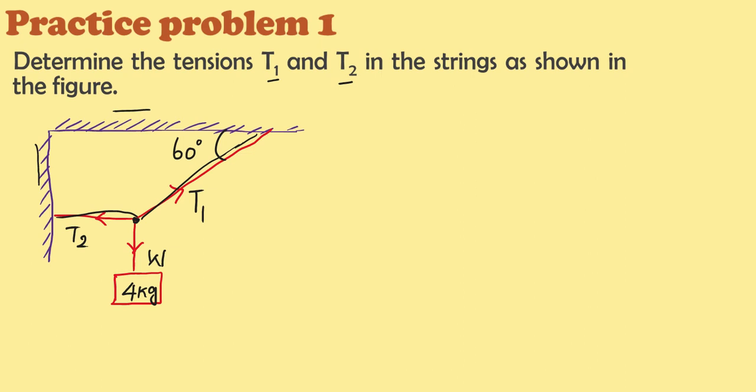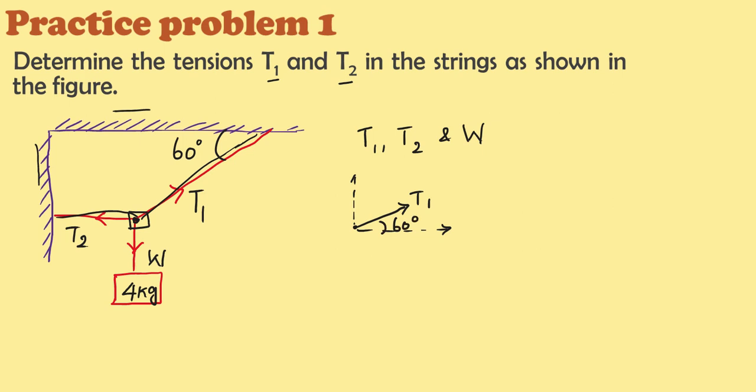Since the system is in equilibrium, at this point there are three forces acting on it: tension T1, tension T2, and the weight force. Let's draw the free body diagram for this point. So at this point, T1 is acting this way. So we can have the components of T1.